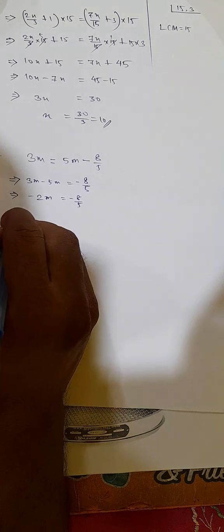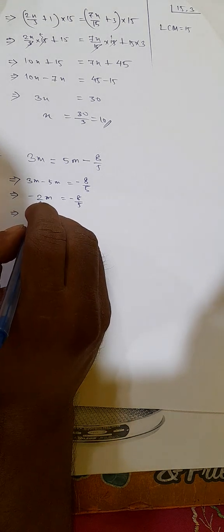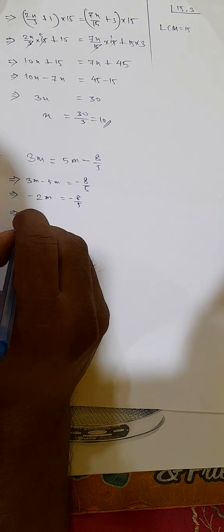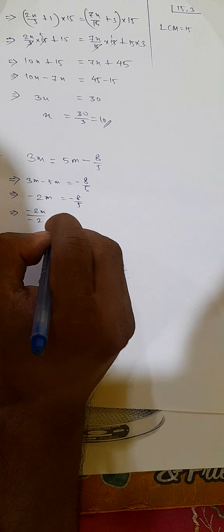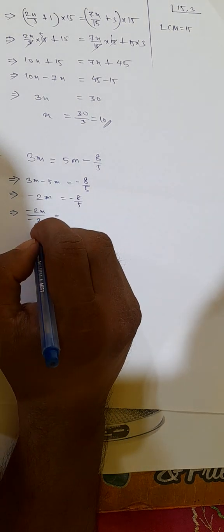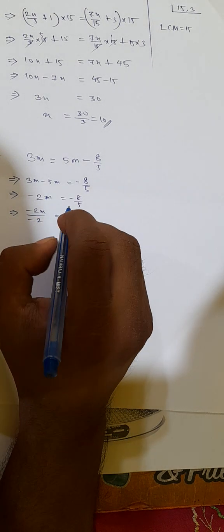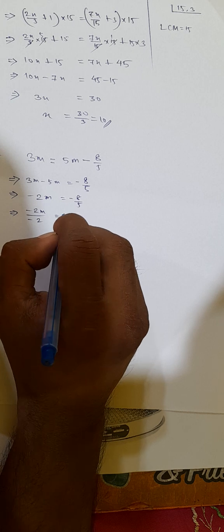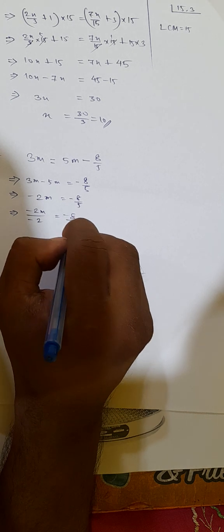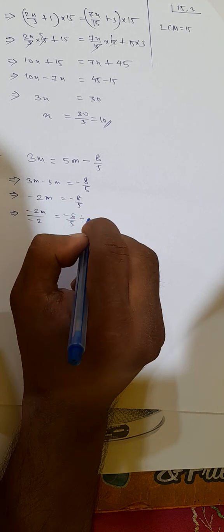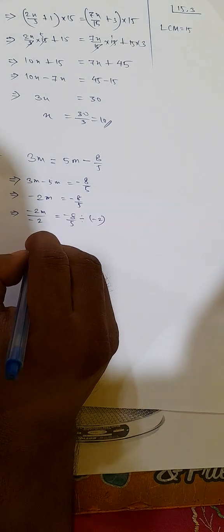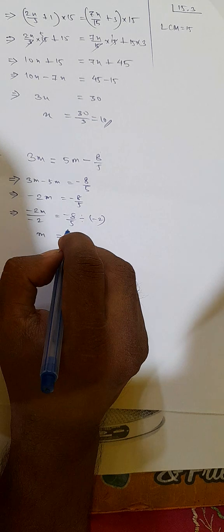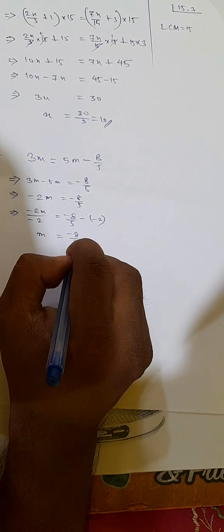Now we will try to eliminate this minus 2 from the left hand side. So what will you do? You divide this side by minus 2. 2m divided by minus 2. Since we are dividing the left hand side by minus 2, the same thing we will have to do on the right hand side. Minus 8 by 5 divided by minus 2. This minus 2 cancels, m equal to minus 8 by 5.